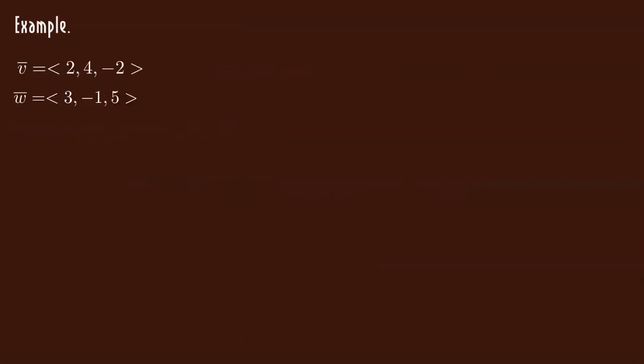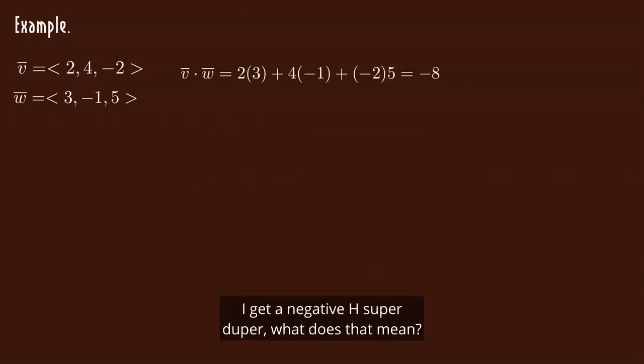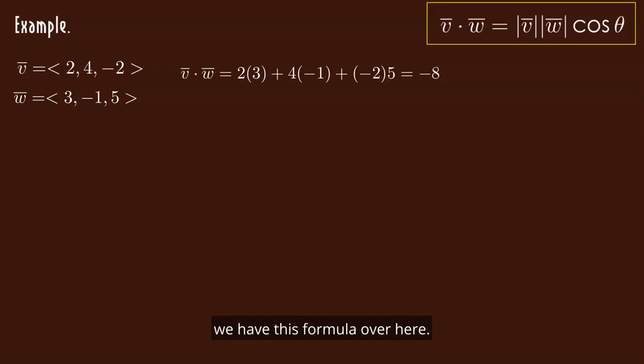Let's look at this. Suppose v is 2, 4, negative 2, and w is 3, negative 1, 5. If I find the dot product of this, I get negative 8. Super duper. What does that mean? Nothing to me right now. But let's remind ourselves, we have this formula over here: v dot w is equal to the length of v times the length of w times cosine theta. Let me solve for theta.